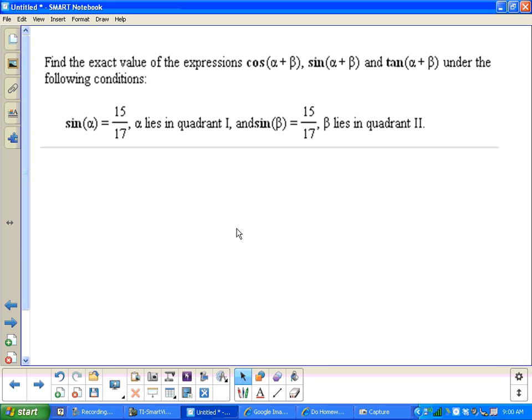Okay? Now, it's sort of a three-part problem, and these things take forever to get through one problem. Right? You need like a page to do a whole problem because you're finding three things. Okay? It says find the exact values of the expression of the cosine of alpha plus beta, the sine of alpha plus beta, and the tangent of alpha plus beta. Okay? So we're going to use the formulas.